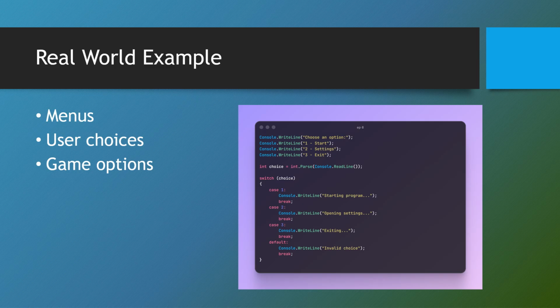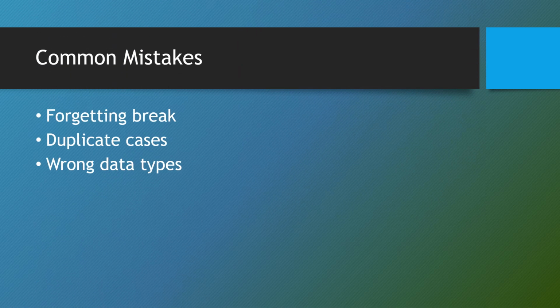Common beginner mistakes. There are a few common mistakes beginners make with switch statements. One is forgetting to stop execution after a case runs. Another is trying to use switch for logic it's not designed for, such as checking ranges or complex conditions. Understanding what switch is good at helps you avoid these problems.